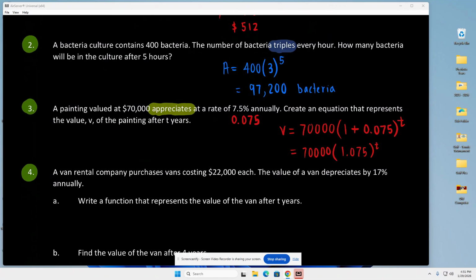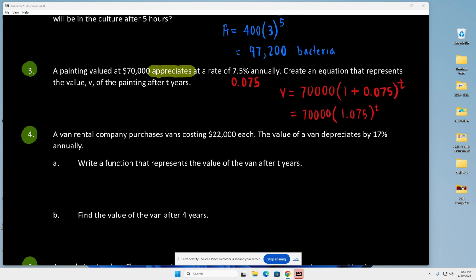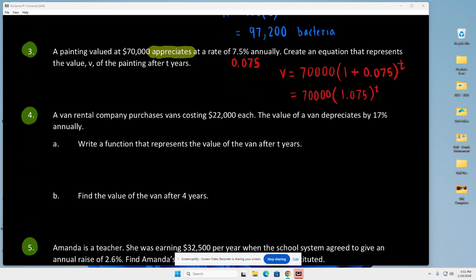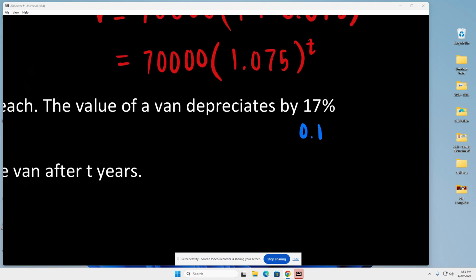If I was just solving and I was just typing this into my calculator to come up with an answer, I probably wouldn't waste my time doing that. But it wants me to write an equation. And generally when we write equations, we simplify it as far as we can. And that's as far as you can simplify this, okay? There's no other value to plug in. That's where we stop. Okay, number 4. A van rental company purchases vans costing $22,000 each. Again, that is definitely going to be my P, my principal amount. The value of the van depreciates by 17% annually. So right off the bat, I'm going to change that to 0.17.